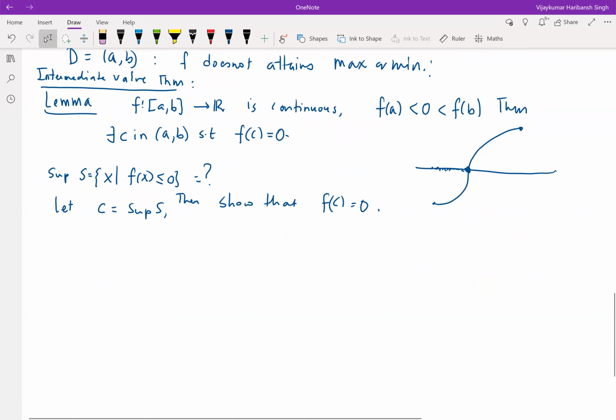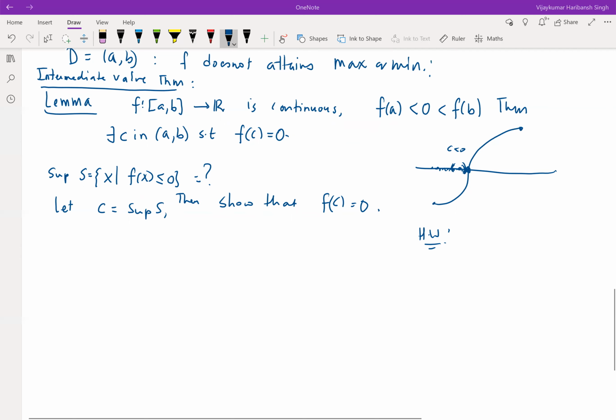Okay, so proof. You have to use the law of trichotomy. Basically, try to prove it by saying the following: if f of c is not 0, then suppose f of c is less than 0, then you can build a neighborhood around it in which the supremum property will be violated, right?